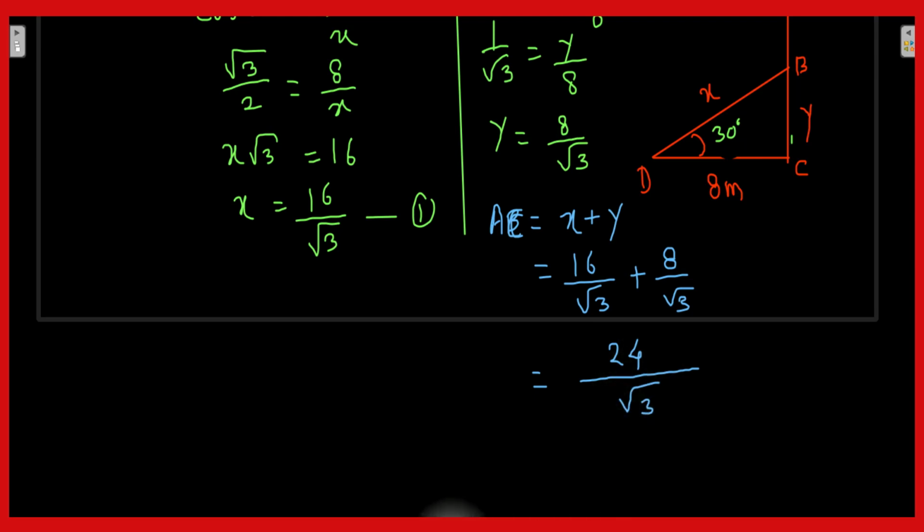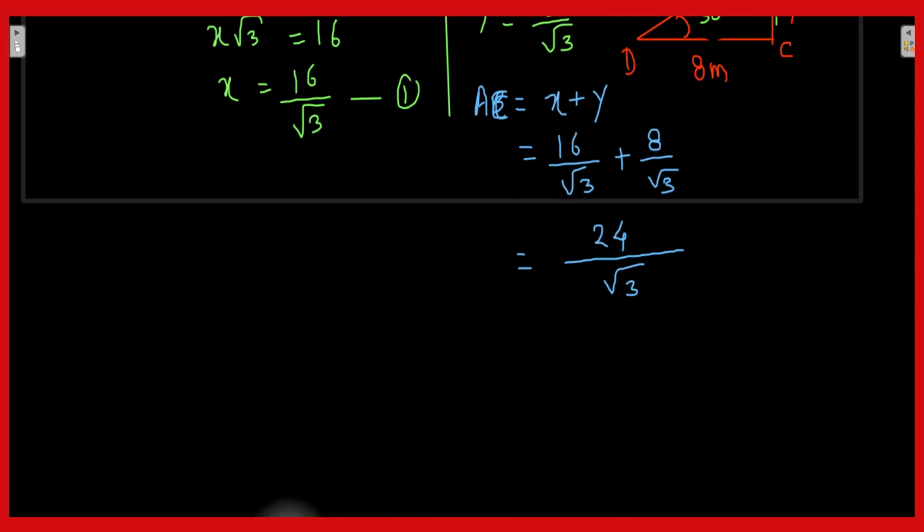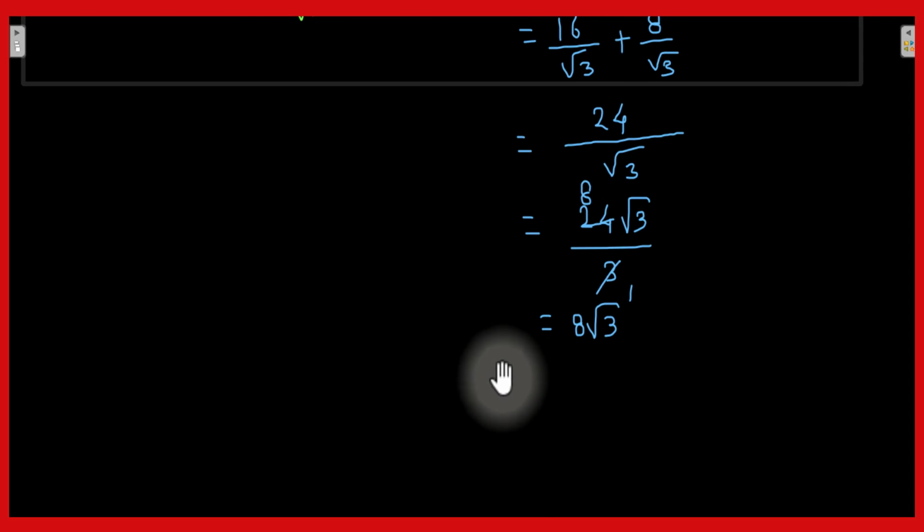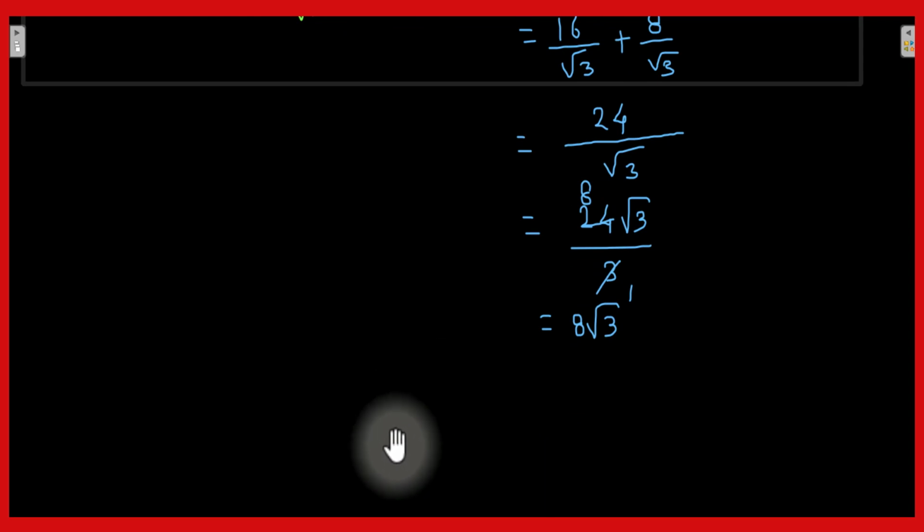We do not write surds in the denominator, so we will rationalize it and write it in simplest form. We multiply the numerator and the denominator by root 3. So 24 root 3 upon root 3 into root 3, that is 3. 3 eights are 24, which is equal to 8 root 3. So we have got AC as 8 root 3. AC is the total height of the tree, which we had to find.